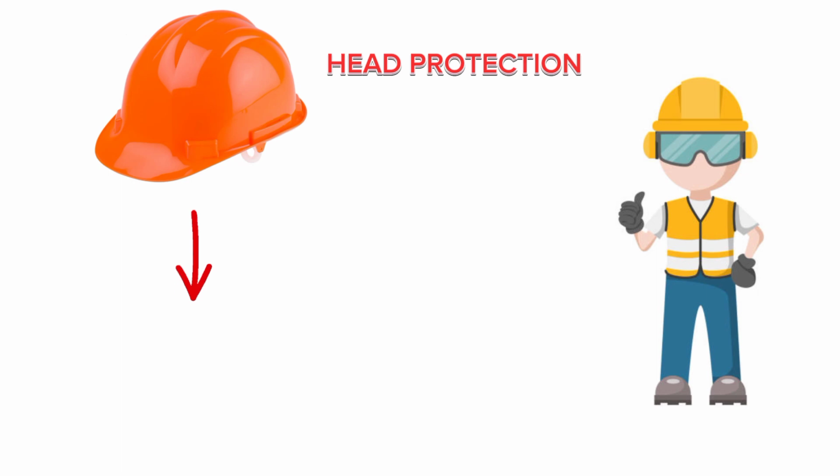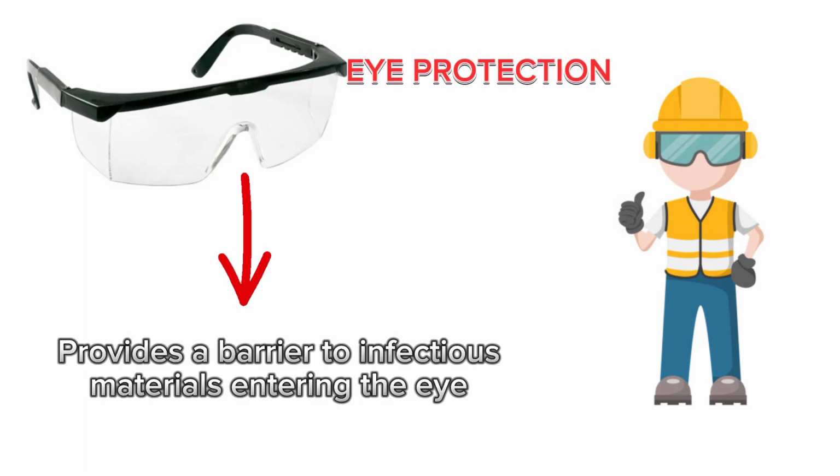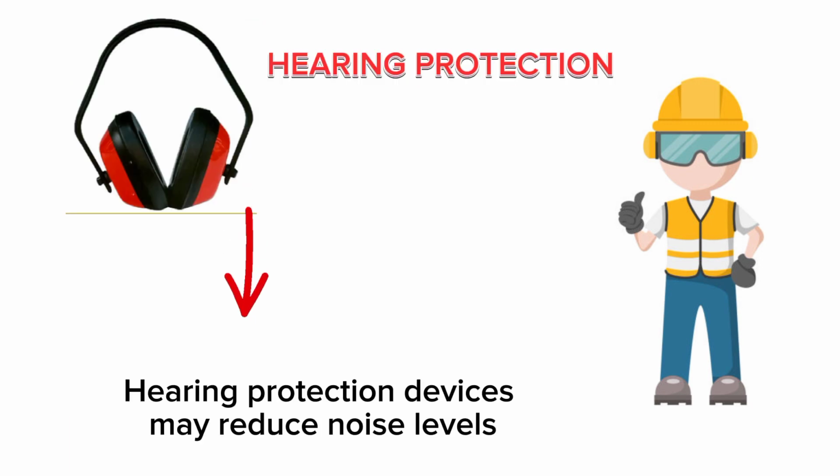Head protection. Prevent or minimize injuries to the head and brain, protecting against falling objects or debris, impact with other objects, electric shock and rain. Eye protection. Provides a barrier to infectious materials entering the eye. Hearing protection. Hearing protection devices may reduce noise levels.